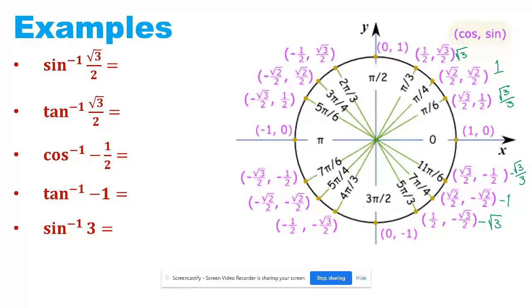So inverse sine of square root of 3 over 2 is the first example. So I've got to find something with a sine of square root of 3 over 2. Remember, for sine, I'm only using this half of the graph, the right side, and sine is the y value. So which angle leads to a point with a y value of square root of 3 over 2? And I see that right here at pi over 3. So my answer is going to be pi over 3. That is the angle that gives me a sine of positive square root of 3 over 2.